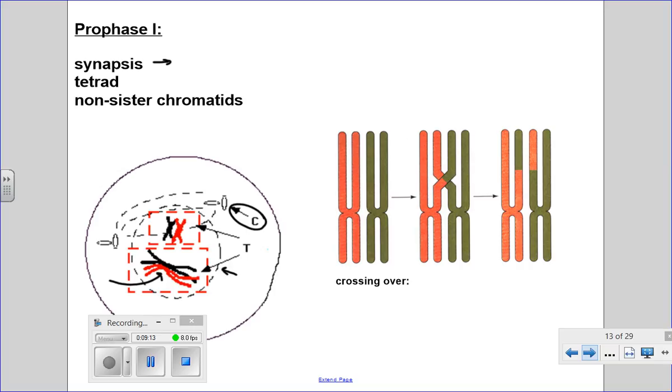So synapsis is when pairs of homologous chromosomes line up. So synapsis is saying that instead of your chromosomes and the copy that got made of them in interphase just floating around wherever, homologous chromosomes line up. They meet up with each other.